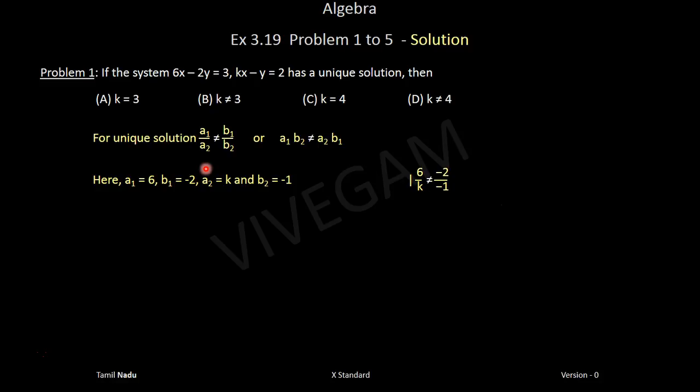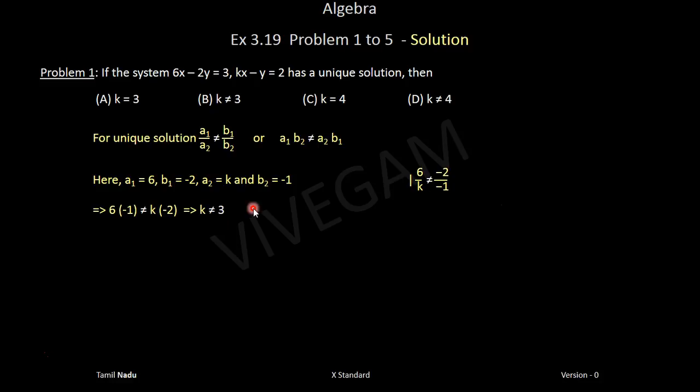So now apply that in this equation. I'm trying to do by this method. So a1 by a2 is not equal to b1 by b2. a1 is 6 divided by a2 is k is not equal to b1, which is minus 2, divided by minus 1, that is b2. So 6 by k is not equal to minus 2 by 1. So you can multiply. So this will be 6 into minus 1 is not equal to k into minus 2. 6 into minus 1 is minus 6 is not equal to minus 2k, or k is not equal to 3.